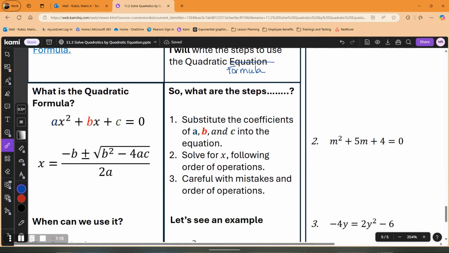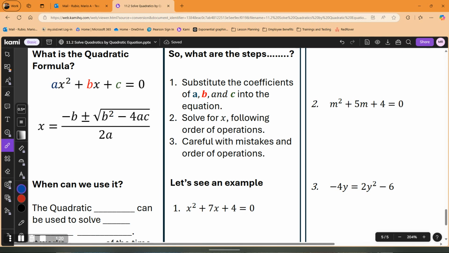What is the quadratic formula? You can use the quadratic formula when you have the standard form. So the first thing to understand is we need to have our equations in standard form. That means we have some coefficient times x squared, plus a coefficient times x, plus some coefficient c, and then equal to 0. Now this is the actual formula right here.